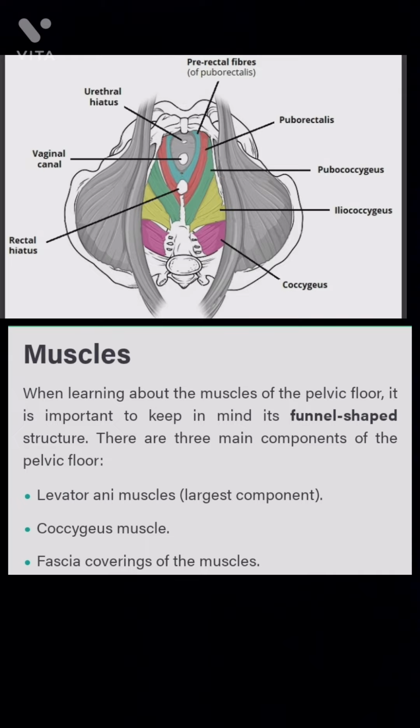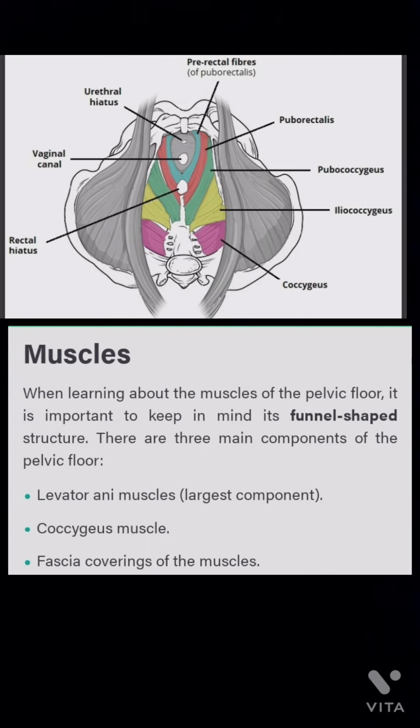Now, the muscles. When learning about the muscles of the pelvic floor, it is important to keep in mind that it is a funnel shaped structure. I have already told you that the muscles of the pelvis are funnel shaped. The main components are three muscle groups that make up the pelvic floor. The first is the levator ani muscles, which is the largest component. It is a broad sheet of muscles composed of three separate paired muscles. It covers most of the area of the pelvis.